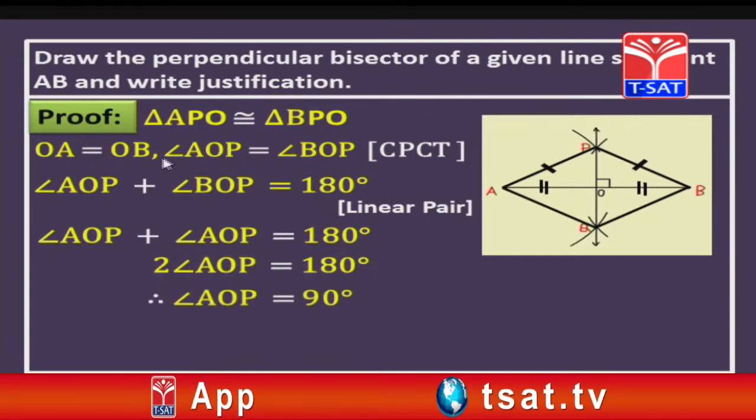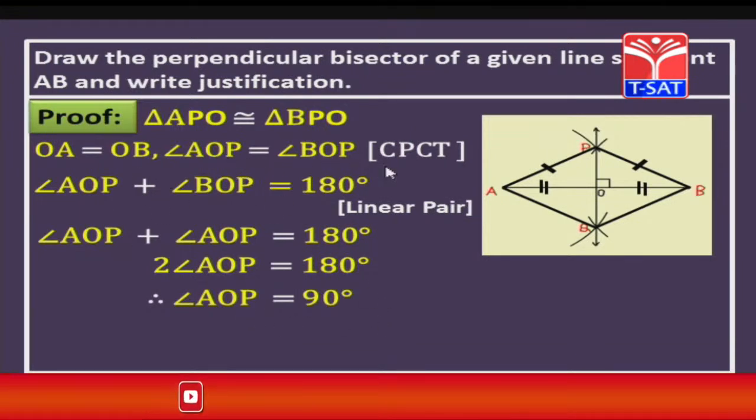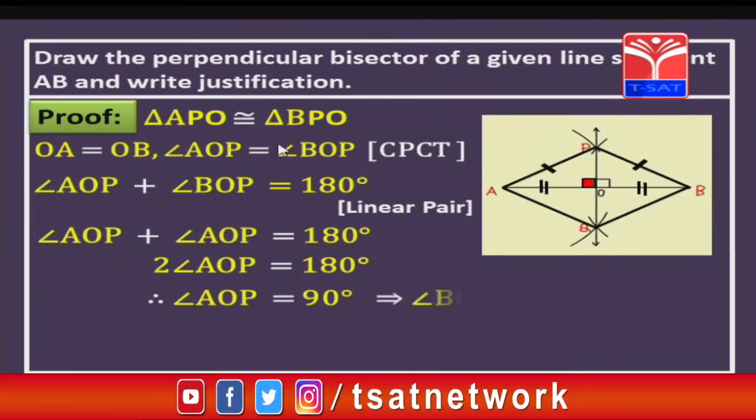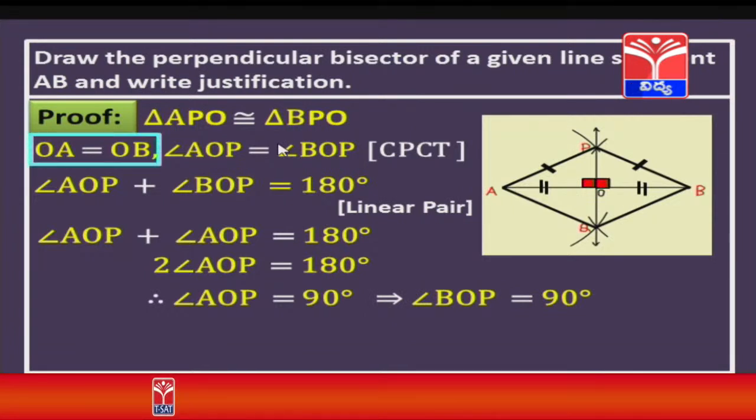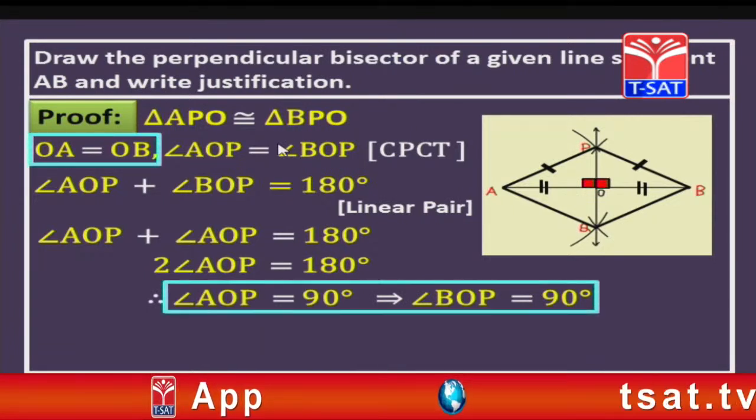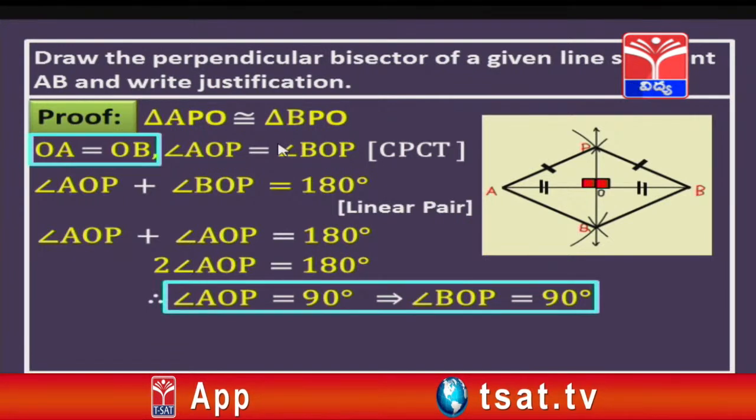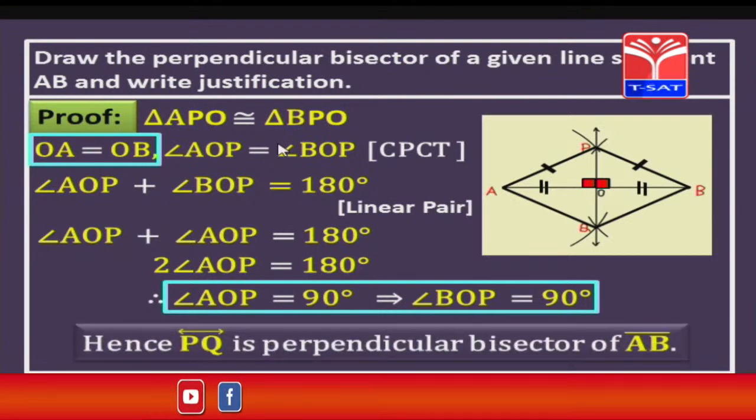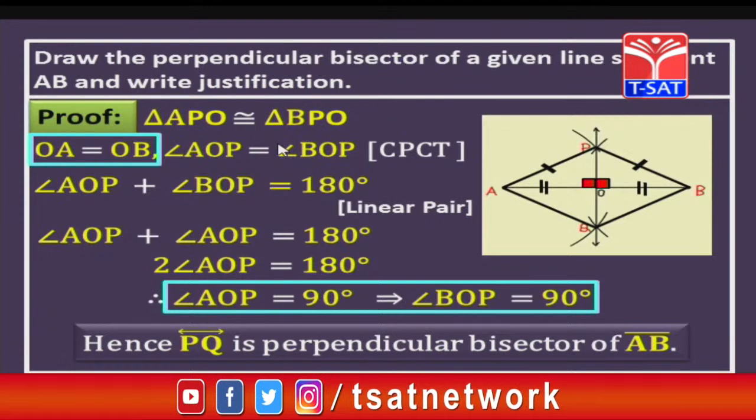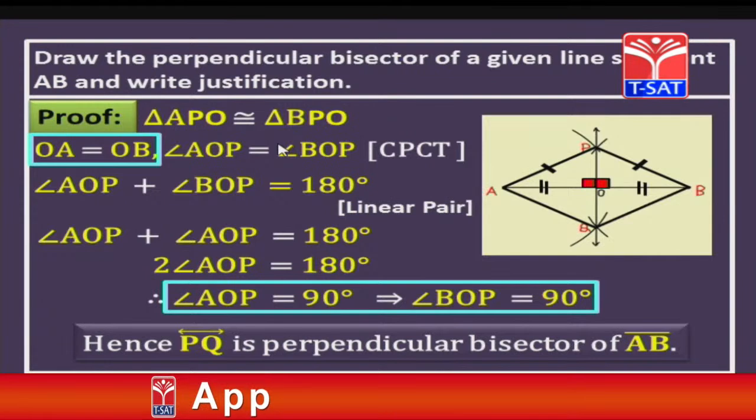Now, since AOP is 90 and we have already proved that AOP and BOP both are equal, what about the measure of this angle BOP? You are right. So, BOP is also 90 degrees. So, from these two, that is OA equal to OB and angle AOP and BOP both equal to 90 degrees, I can say PQ is the perpendicular bisector of AB, because this PQ is dividing AB into two equal parts and making an angle of 90 degrees.